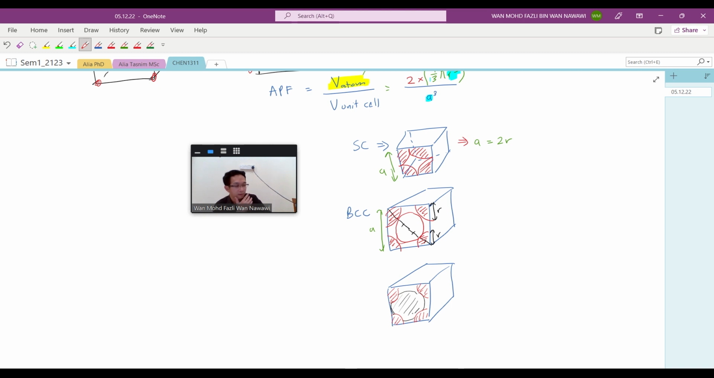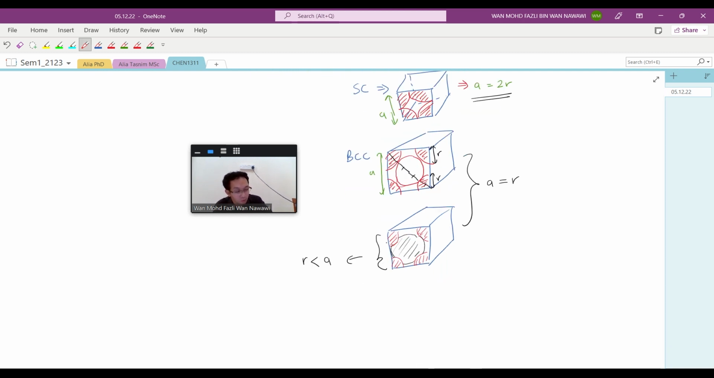So you cannot really find the correlation of A with R at the moment. At this moment, you just know that R is less than A. The radius for the atom here is less than A. That's all you can know. But unlike the simple cubic, where you know that A is equivalent to 2R because all are at the edge, here you don't know how much smaller this R is.